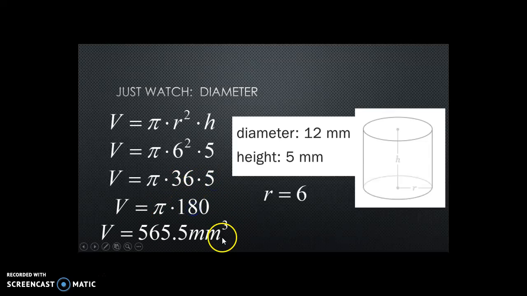Pi times 180 is 565.5, and this is millimeters cubed because, again, we have 3 units: millimeters times millimeters times millimeters, millimeters cubed. All right. Now, let's move on to, actually, there's 2 here and 1 here. That's how we get the cubed. Anyway, let's move on to the next problem.